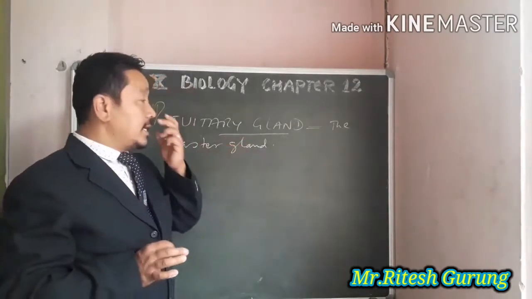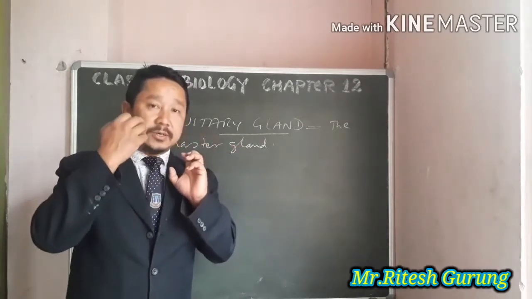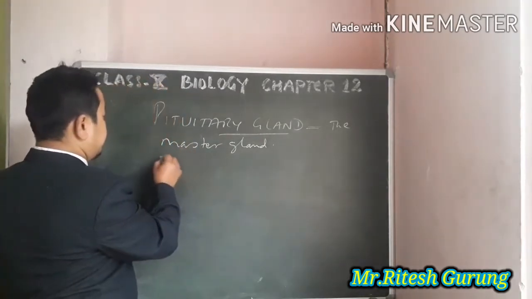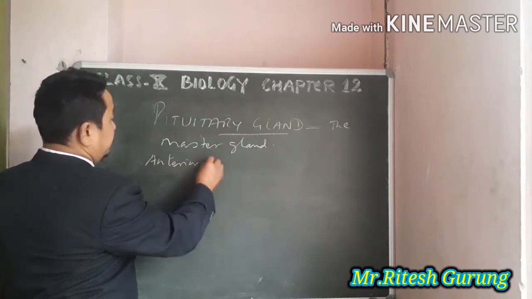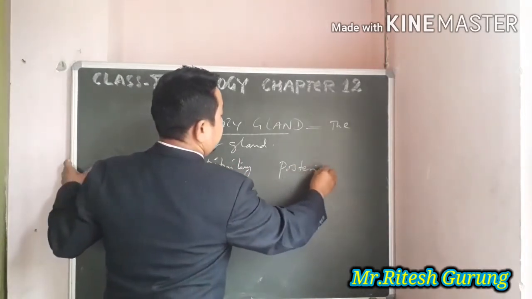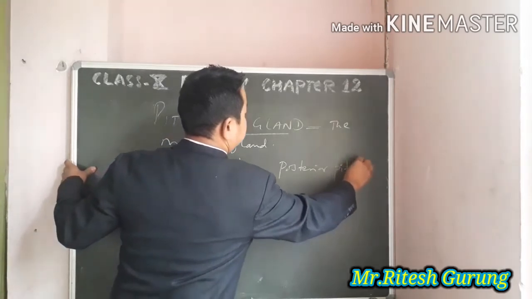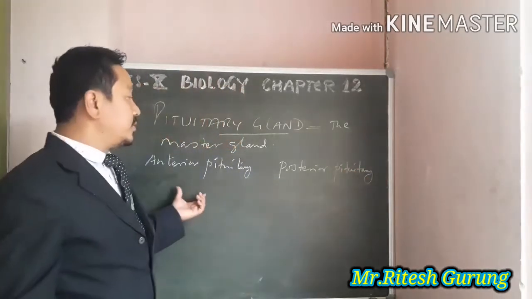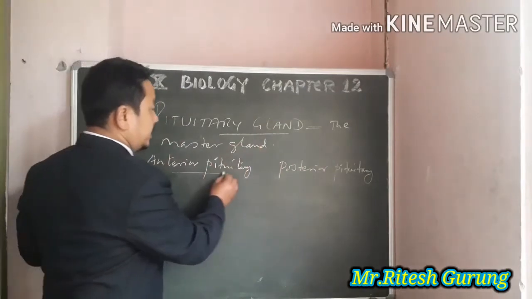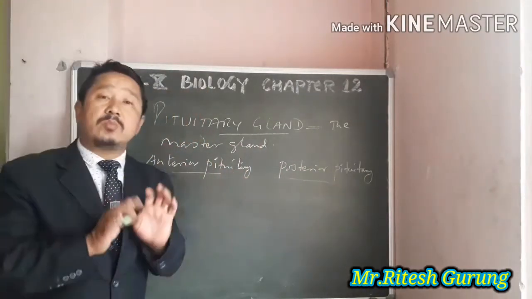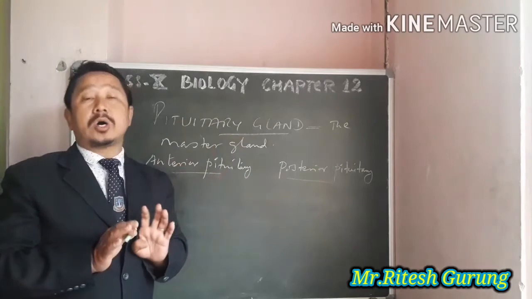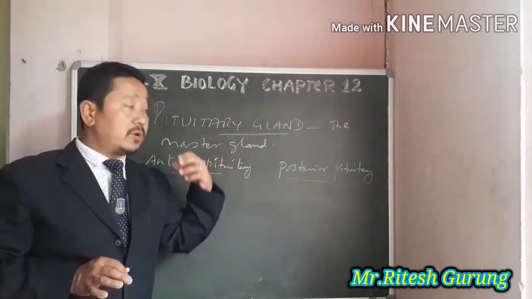So this gland has two main portions, that is the anterior portion and the posterior portion. That means the anterior pituitary and the posterior pituitary. From the anterior pituitary there are four hormones given in the syllabus, whereas from the posterior pituitary two hormones are given in the syllabus. We'll talk about them one by one.